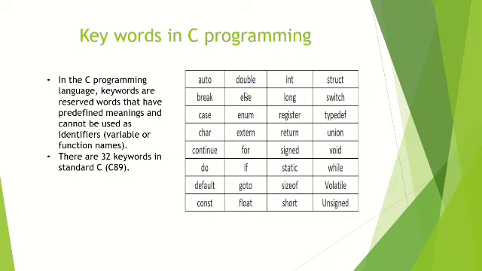Then let's go to the keywords in the C programming language. Keywords are reserved words that have predefined meanings and cannot be used as identifiers. There are 32 keywords in the C programming language.